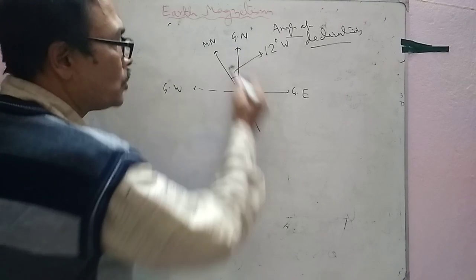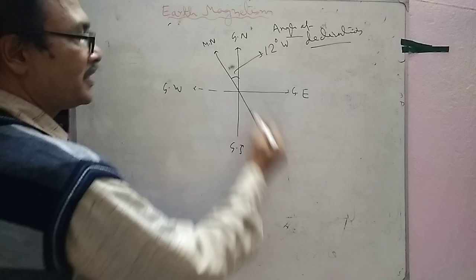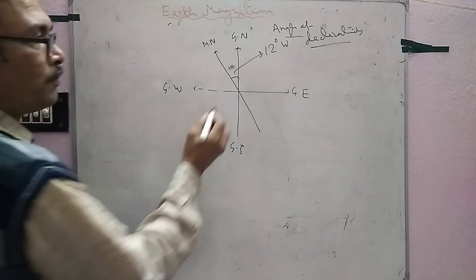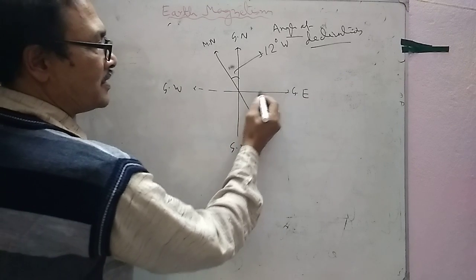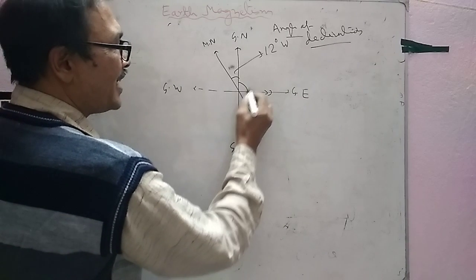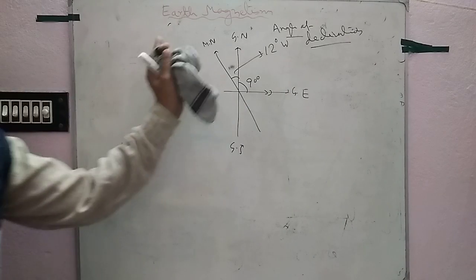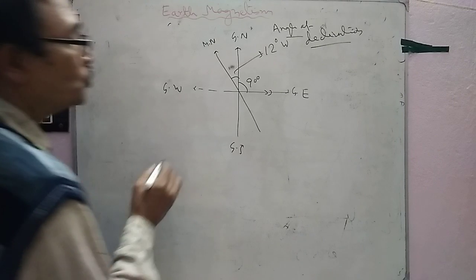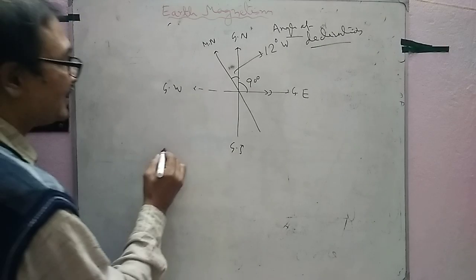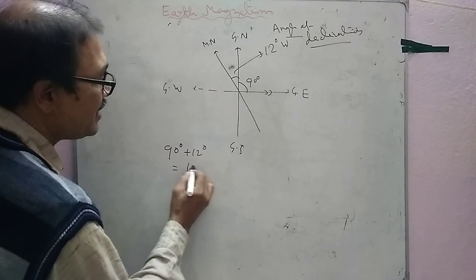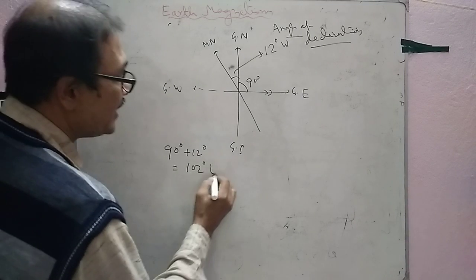In the magnetic compass, this is the north direction, the north pole. So he has to start towards the east in this way. So this angle is 90 degrees. So from this, according to his magnetic compass, he has to start in the direction 90 degrees plus 12 degrees, that is 102 degrees east.